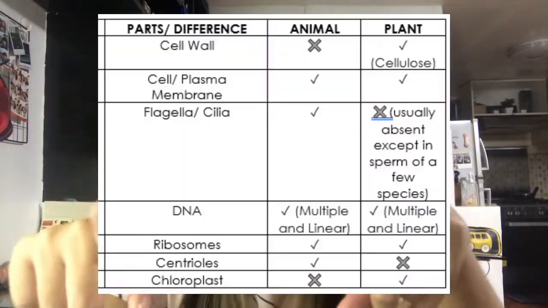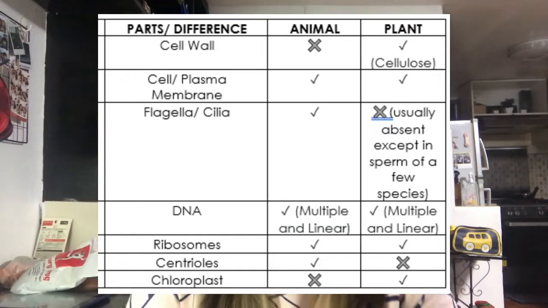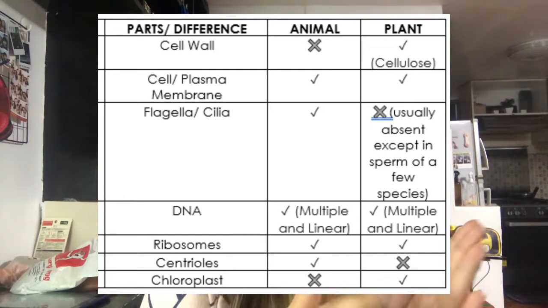So when it comes to the animal section, let me paste again the picture there. Yeah. So when it comes to animal, there are no cell walls, but in plant cells there are. And then when it comes to flagella and cilia, they are present in animals, but not in plants. They're usually absent except in the sperm of a few species. And then the DNA, both animal and plant cells, or eukaryotes in general, have multiple and linear, very opposite to the prokaryotes, and then centrioles.